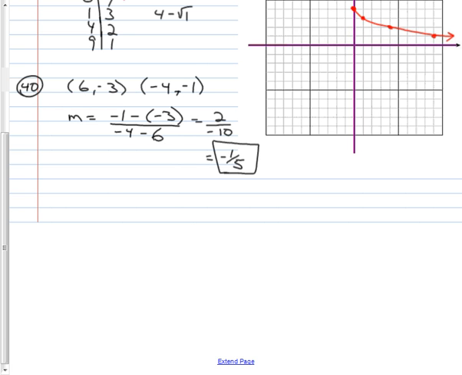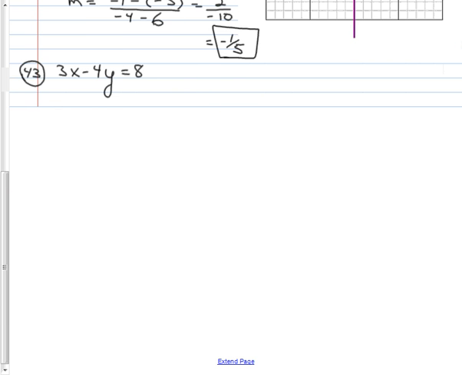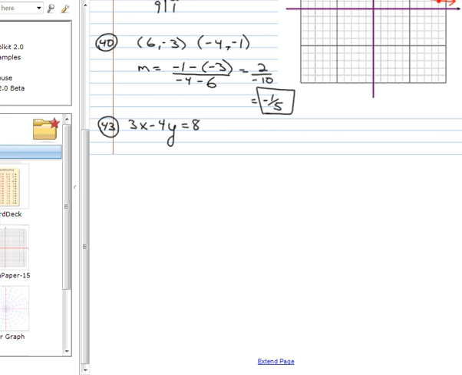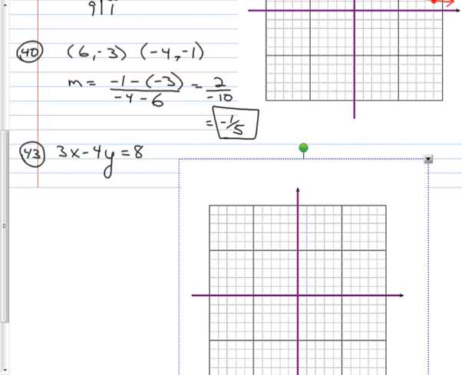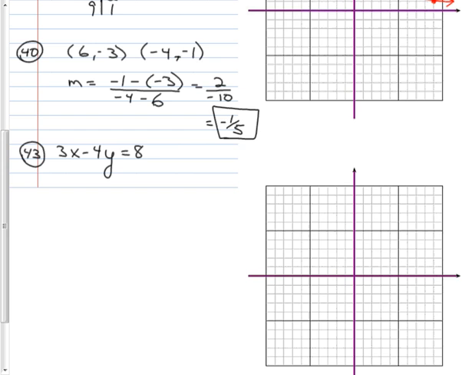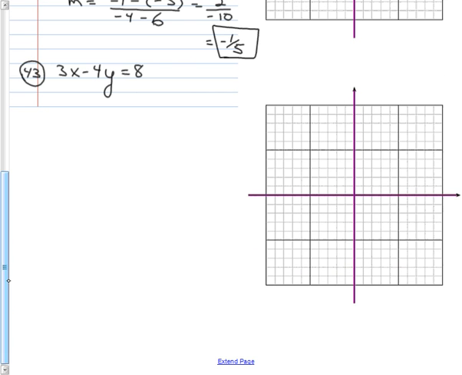43, graph. Oh, we started graphing lines. I forgot that in this chapter. 3x minus 4y equals 8. What do we want to do with this equation so that we can graph it hopefully fairly easily? Solve for y. Put it in slope, what's it called? Intercept form. Solve for y.